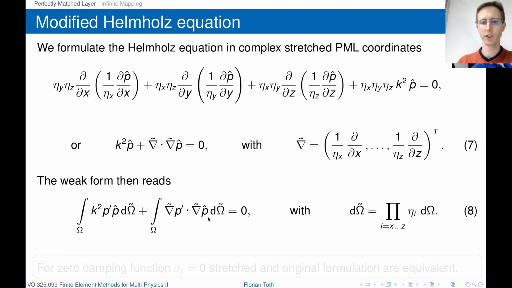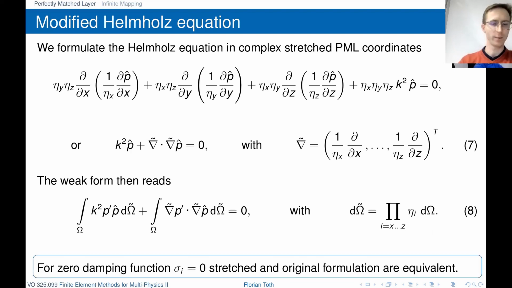This was done here with homogeneous Neumann boundary conditions, and you see that also the area element, or the volume element, so to say, is transformed by the product of the mapping functions. And again, for the 0 damping function, the stretched or mapped formulation and the original formulation are strictly equivalent. So in a sense, you could say you apply this stretched formulation in the complete domain, but in some places of the domain, you want to make it the original formulation by simply setting this damping function to 0 there. It does not have to be spatially constant, of course.